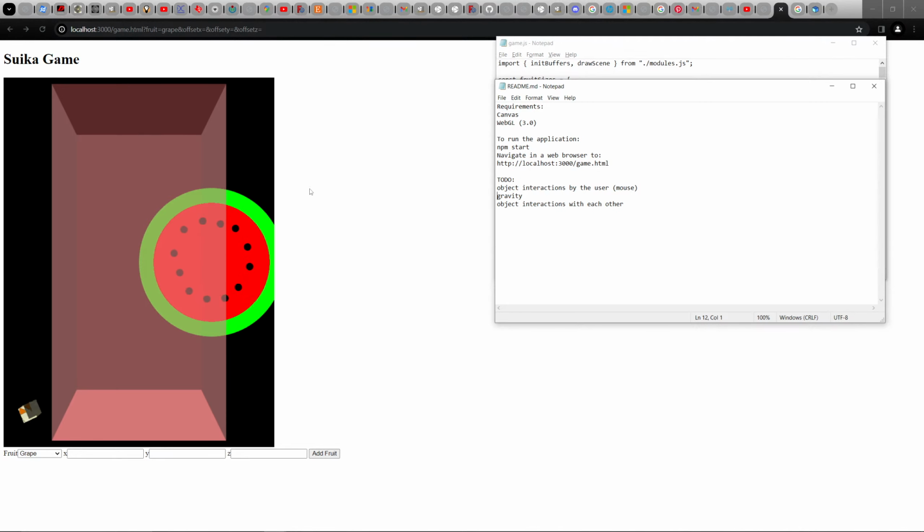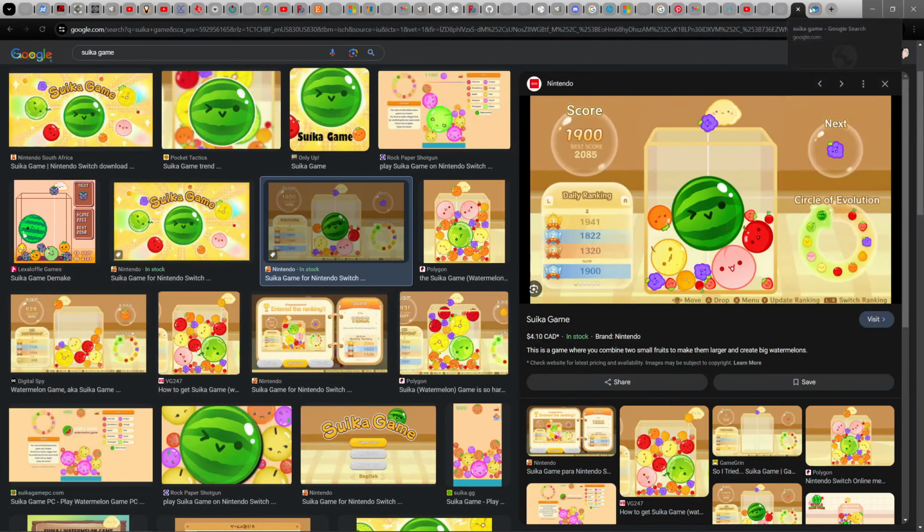So let's see, gravity, object interactions with each other. Yeah, so this will be what I do right now. And then we'll see. If it takes a long time, then that'll be the entire stream. If I get done with that really fast, then we'll move on to maybe the gravity. So that gravity will be when I click, the fruit will drop down from the top and hit the bottom. So with that said, let's start Googling.